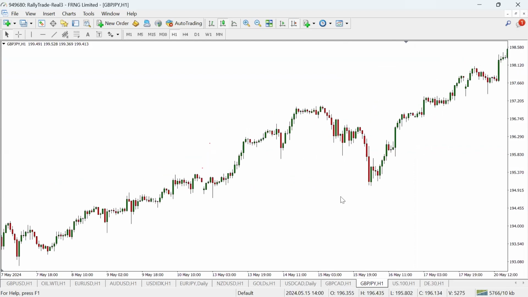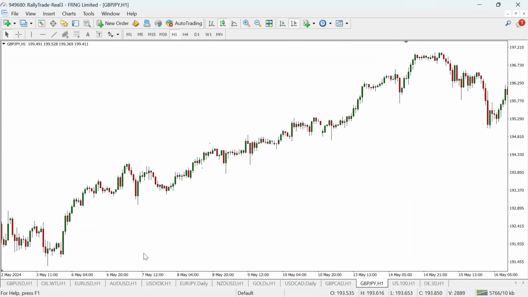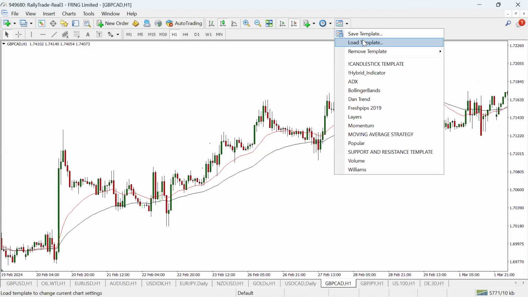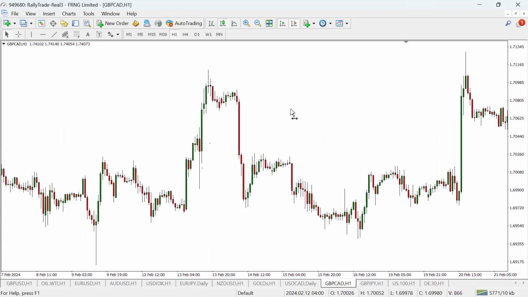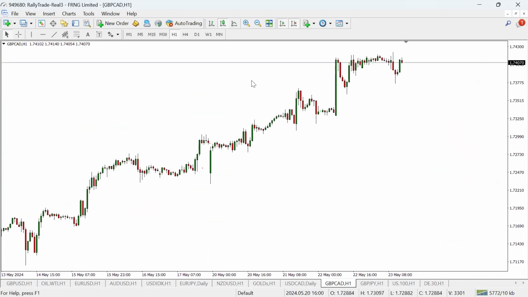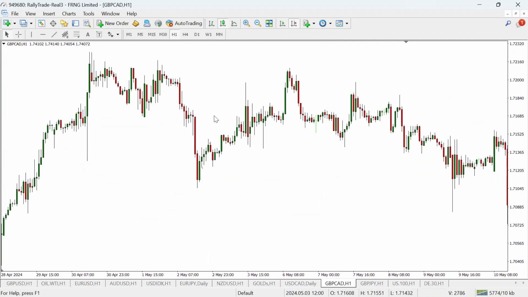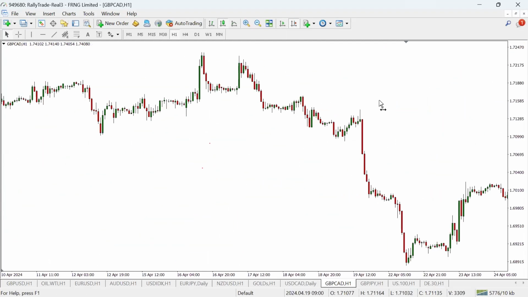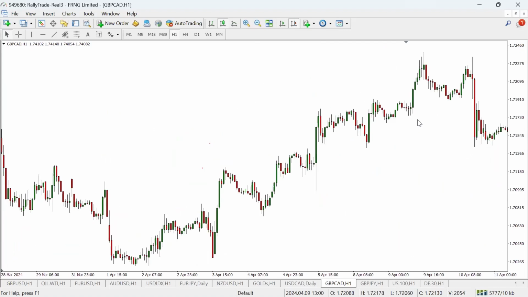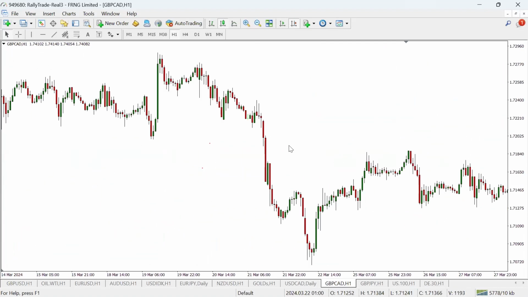Now let's look at one more instrument. This is going to show us the Canadian dollar instrument, GBP CAD. GBP CAD trends about 70% of the time, a lot. So I've shown us an uptrend. Now I want to show us a downtrend. Now this is GBP Canadian dollar.